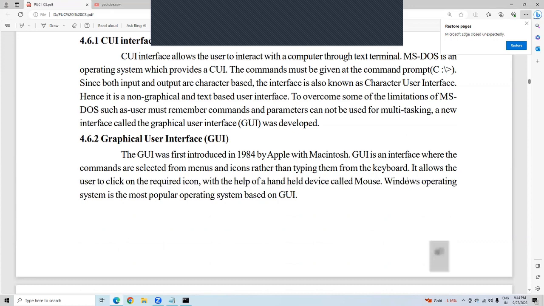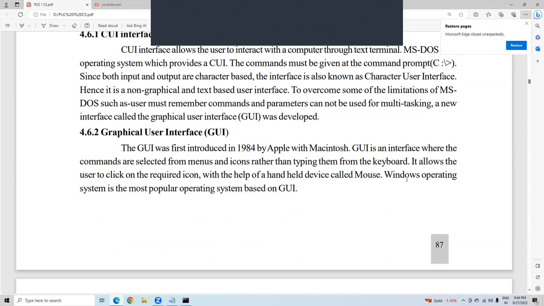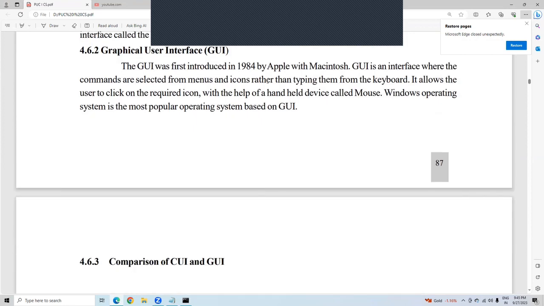But later on, a new interface was introduced called GUI, graphical user interface, which was first introduced in the year 1984 by Apple with the Macintosh operating system. GUI means it's completely graphics based. Windows, Android, iOS that we are seeing are all GUI-based interfaces, but the original GUI was developed by the Apple company with the Macintosh. All commands, icons and operations are done through the mouse and keyboard both, so that is very easy.